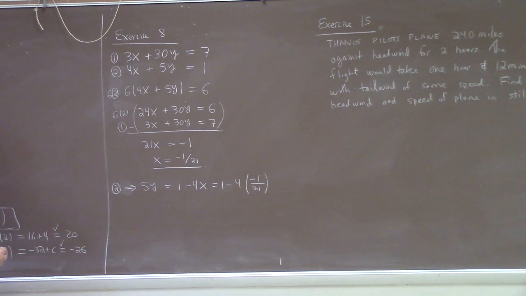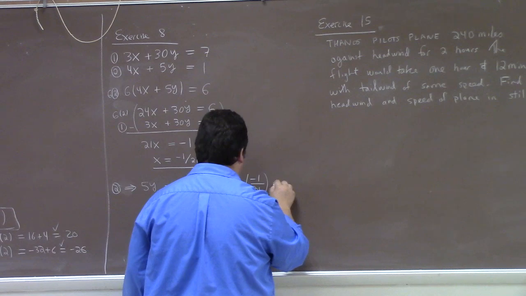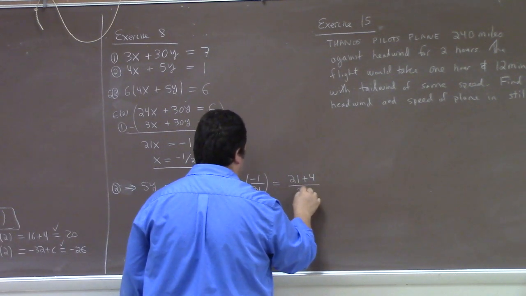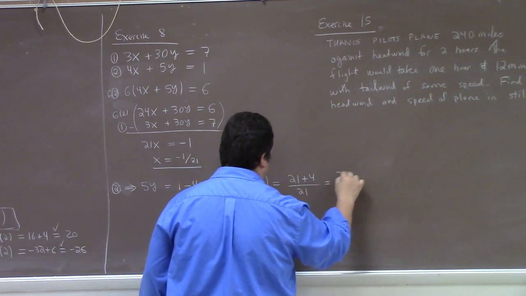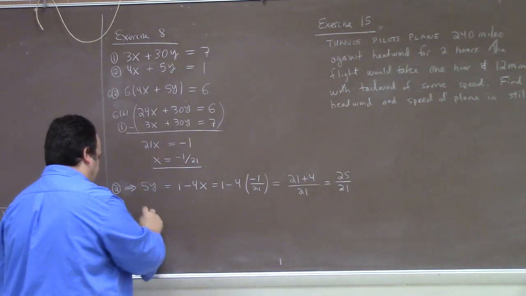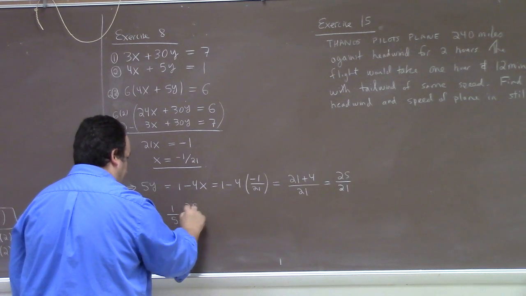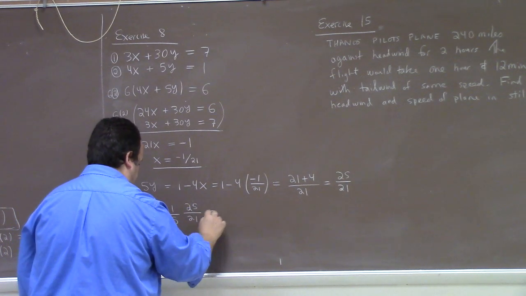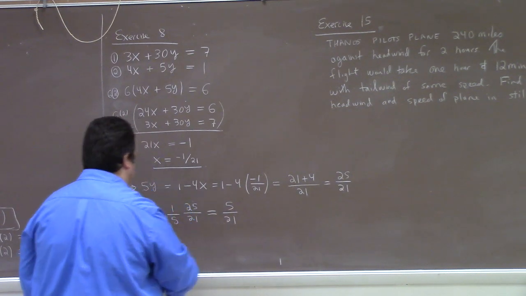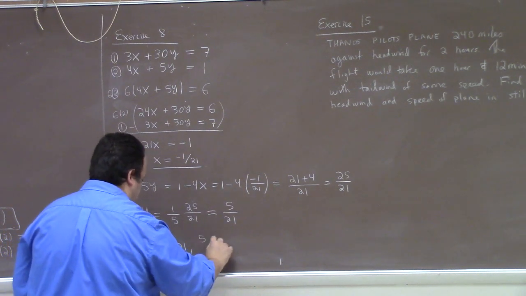All right, Kennedy's back on board now. That's good. And so what you're looking at here is 21 plus 4 over 21, also known as 25 over 21. And then if we divide both sides by 5, we get y is equal to 1/5 of 25 over 21, also known as 5 over 21. So my solution is minus 1 over 21, and then 5 over 21.